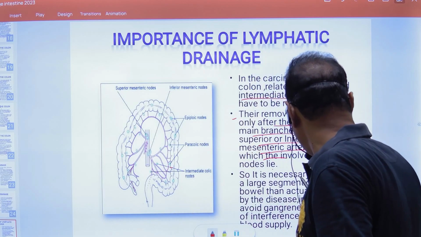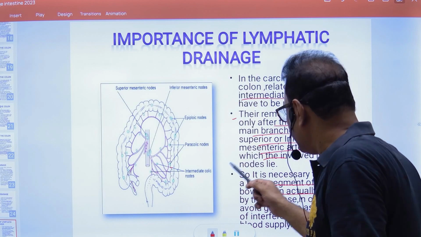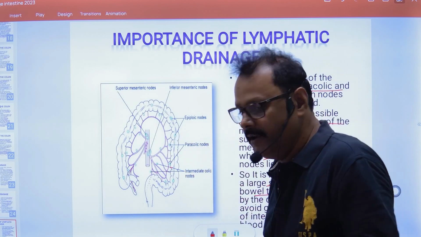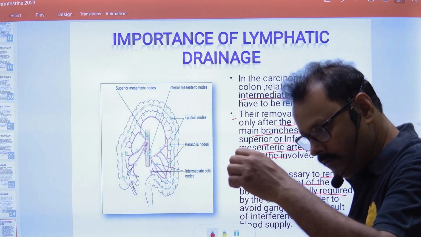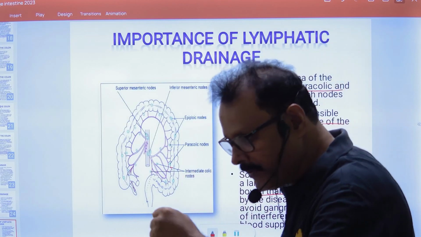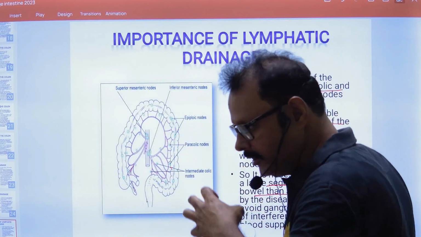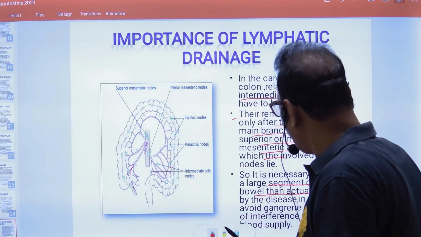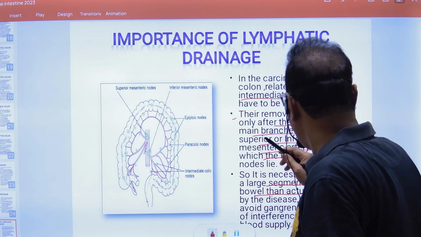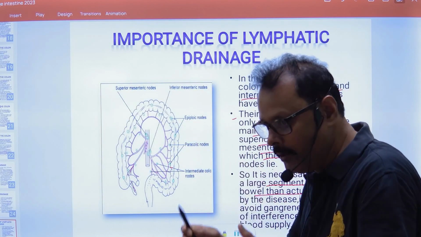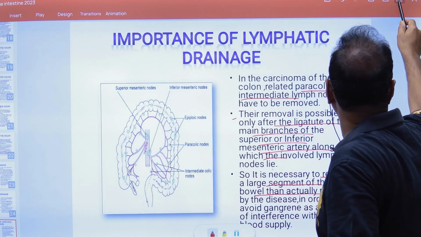So it is necessary to remove a large segment of bowel, which otherwise will undergo necrosis. While ligating the blood vessels, which helps us remove the lymph node, at that point we should sacrifice that much portion of the bowel which is being supplied by those blood vessels.